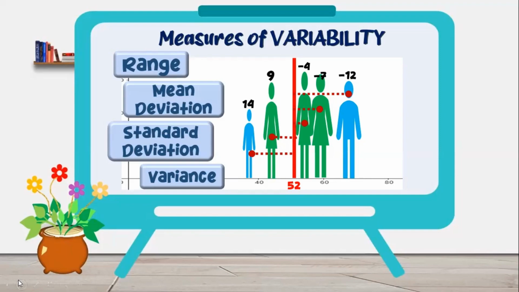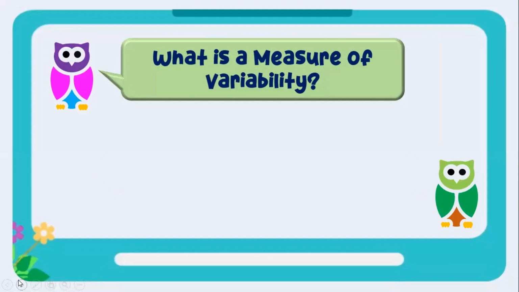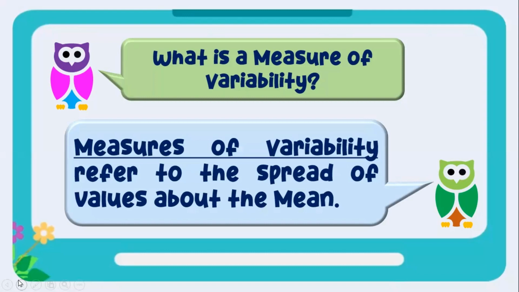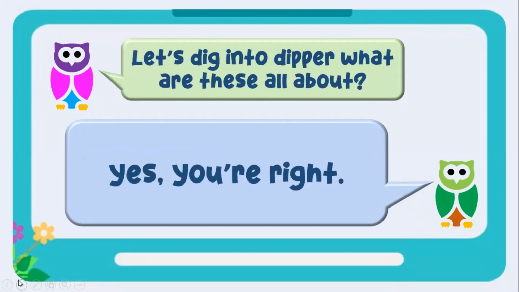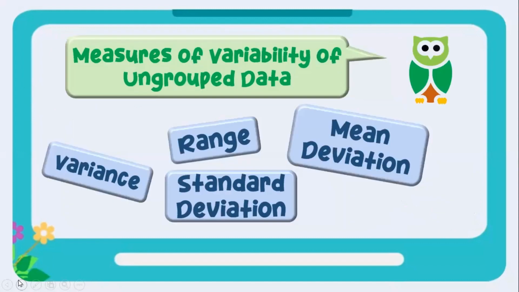Measures of variability. What is measures of variability? This refers to the spread of values about the mean. Spread of values, as in dispersion. Let's dig deeper into what these are all about.